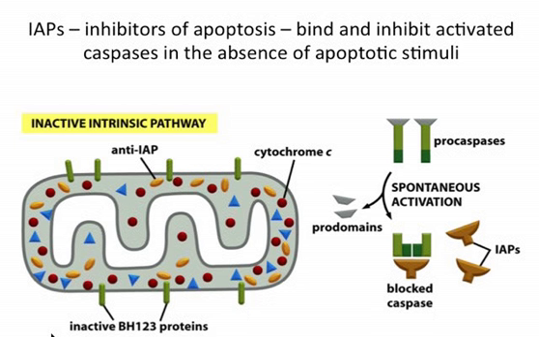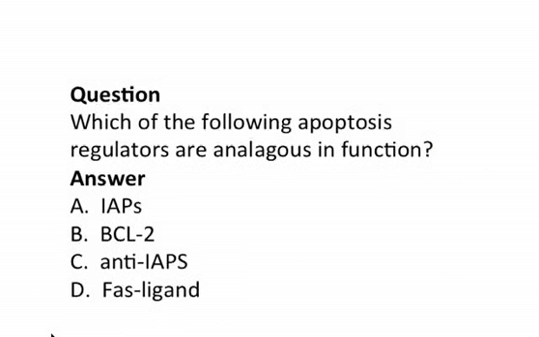Okay, which of the following apoptosis regulators are analogous in function? What I meant by this question is pro-apoptotic versus anti-apoptotic, right? Which ones are pro-apoptotic or which ones are anti-apoptotic? So IAPs, are they pro or anti? Anti, right? Because they prevent caspases from functioning. BCL2, was this pro or anti? Anti, because they prevent the oligomerization of the BH.